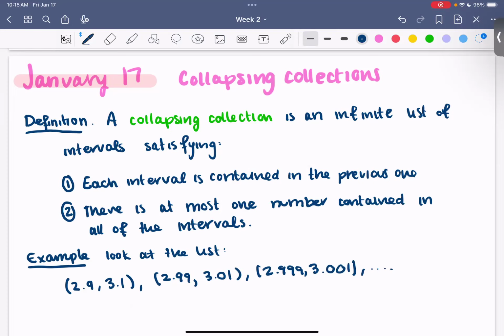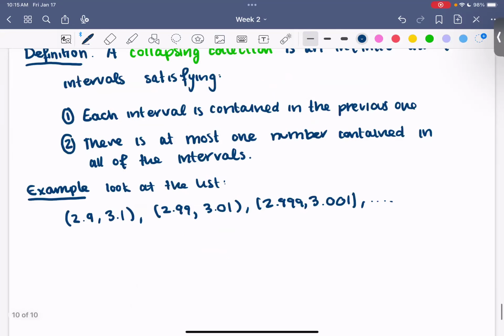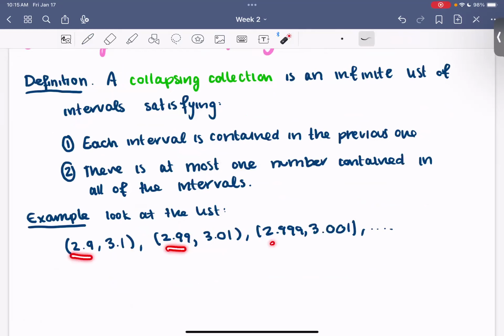Okay, so is this a collapsing collection? Let's check the conditions. Looking at the definition, a collapsing collection is an infinite list of intervals satisfying some conditions. We have here an infinite list of intervals. And we need it to satisfy first that each interval is contained in the previous one. So is that true in this case? Yeah. So how can we see this? Well, the left endpoints are getting larger and larger, and the right endpoints are getting smaller and smaller. That means that our intervals are contained within one another.